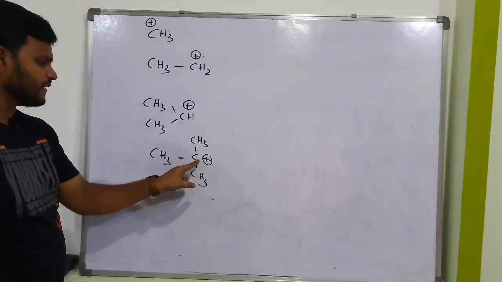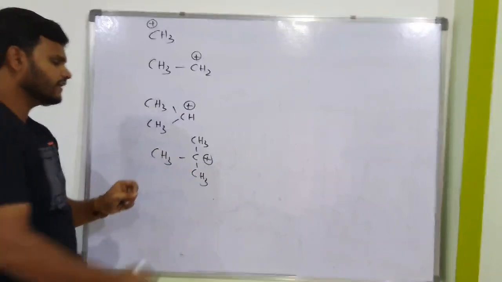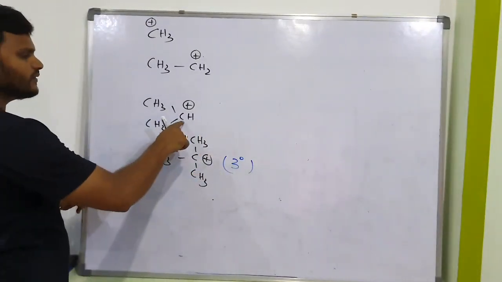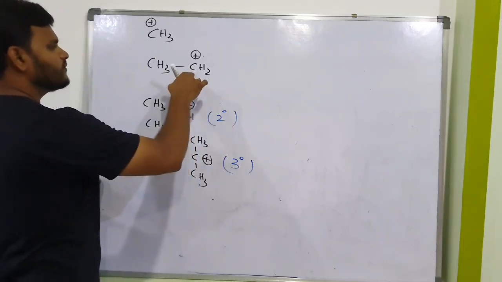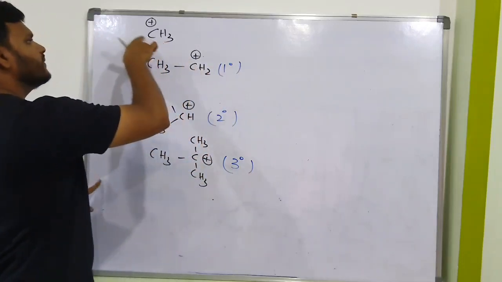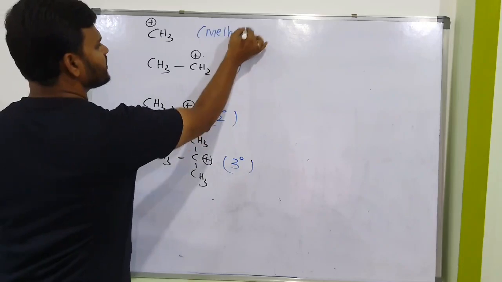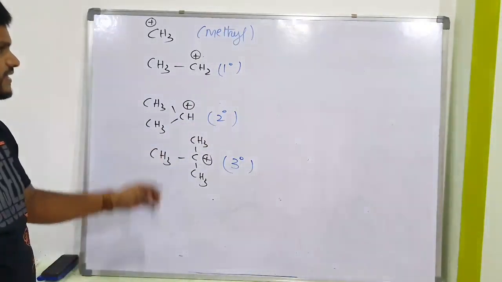So this is C plus. This one has how many carbon links? 1, 2, 3. That's the reason this is a 3 degree carbocation. So what about this one? This is C plus. 2 links, so 2 degree. What about this one? This is C plus. Only 1 link, so this is primary. C plus with no links, this is methyl carbocation. Is it clear?